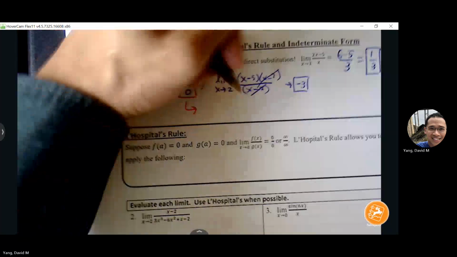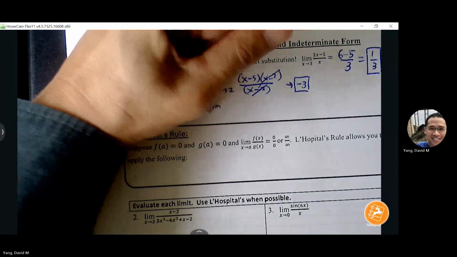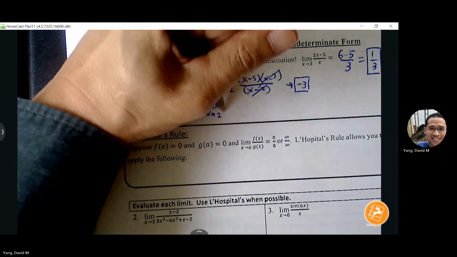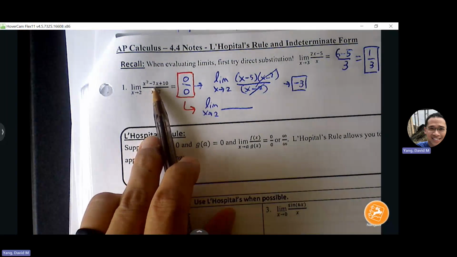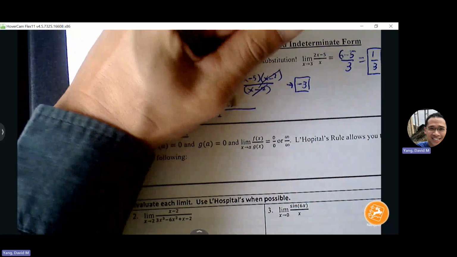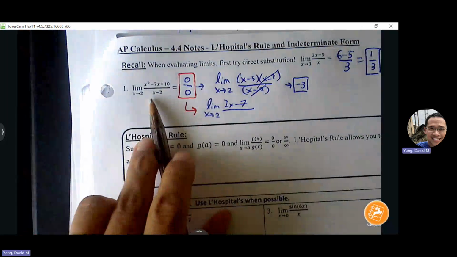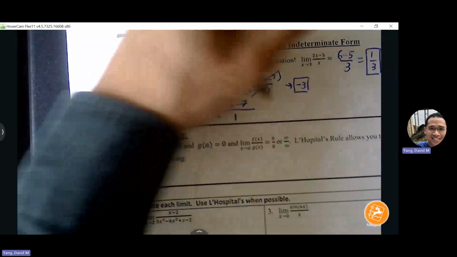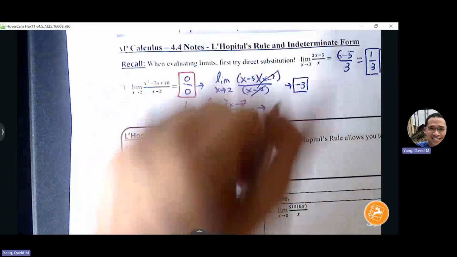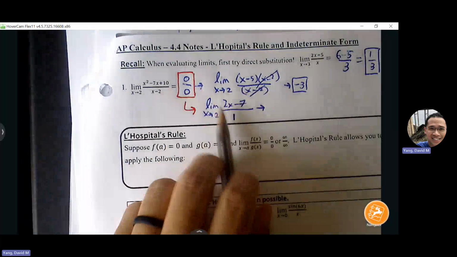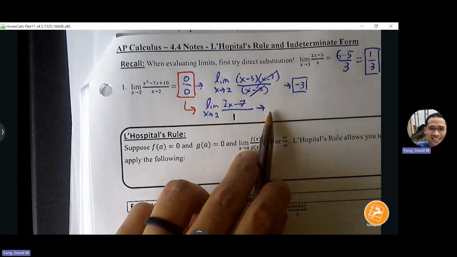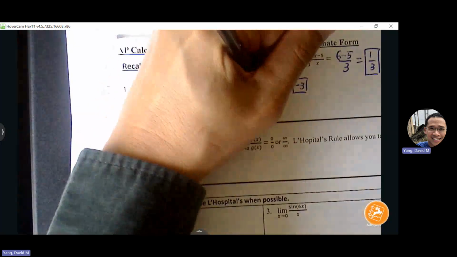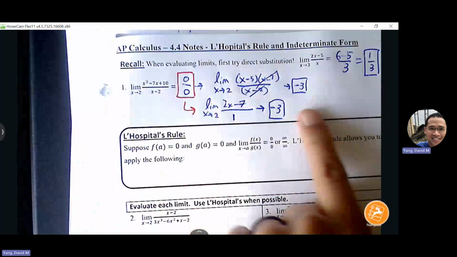Okay. So what's the derivative of x squared minus 7x? 2x minus 7. What's the derivative of x minus 2? 1. Okay, now this is a different version of the expression of the starting problem, but it will still produce the correct limit. Now I can do direct substitution again, and what do I get? Negative 3, just like how we arrived at the previous method.